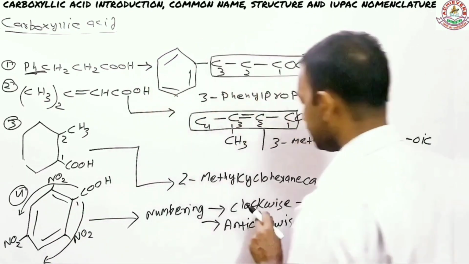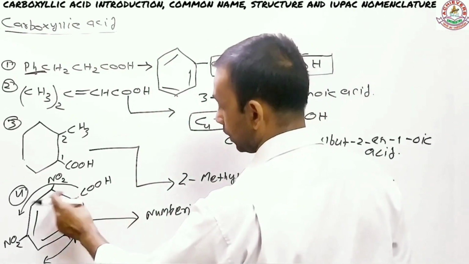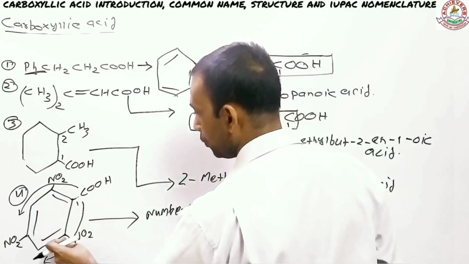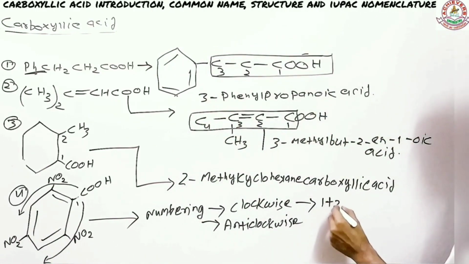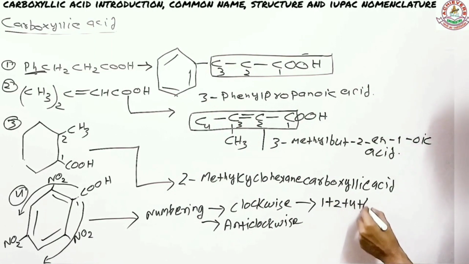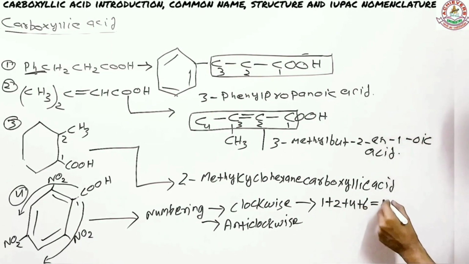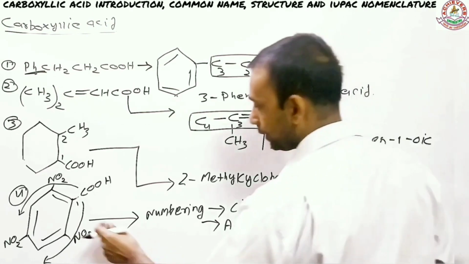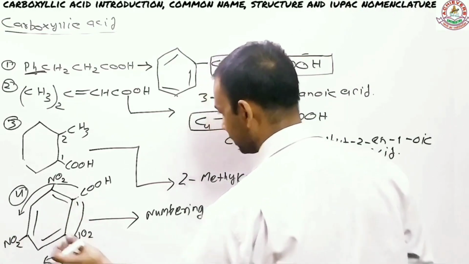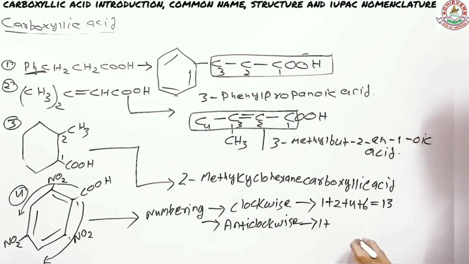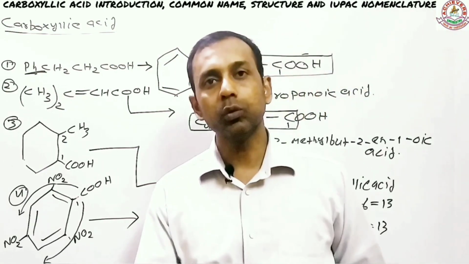So let's see here. In the clockwise, 1, 2, 4, 6. So it's 1 plus 2 plus 4 plus 6. This is coming out to be 13. And in anti-clockwise, let's count here: 1, 2, 4 and 6. So in both directions it is only 13. So both are 13. So what it means here, there was a rule, the lowest sum rule.